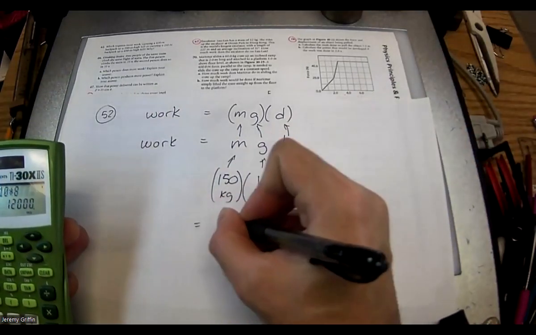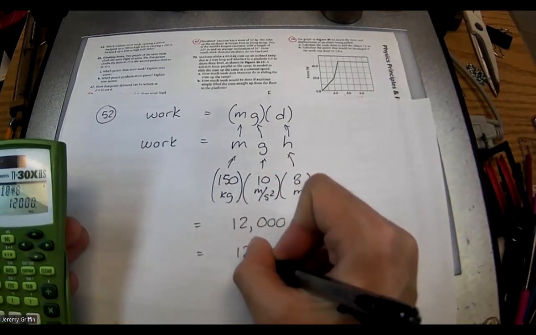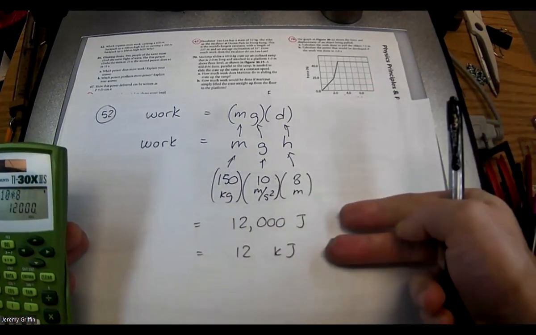I'm looking at 12,000 joules. I could call that like 12 kilojoules. Okay, so those are the 2 good answers.